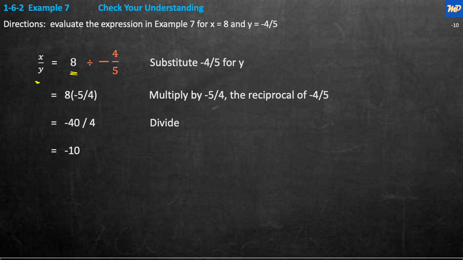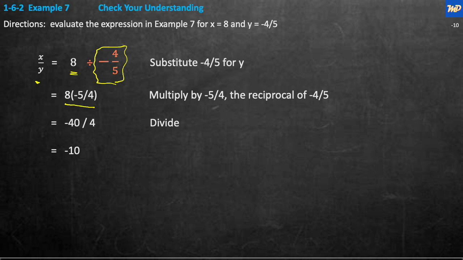Negative 4/5 right here. We're going to divide by that. Well, instead of dividing by negative 4/5, we can multiply by negative 5/4. So here we have 8 times negative 5/4. We went from 8 divided by negative 4/5 to 8 times negative 5/4. And once we do that, now it's just a matter of multiplying and simplifying, right?